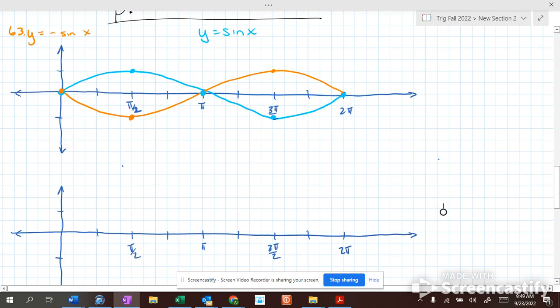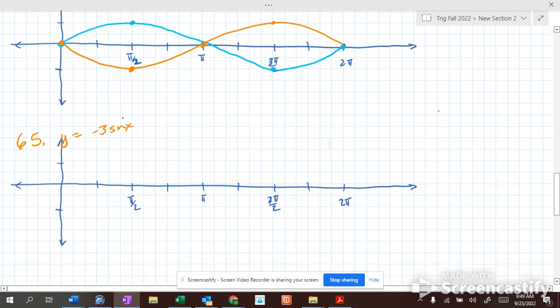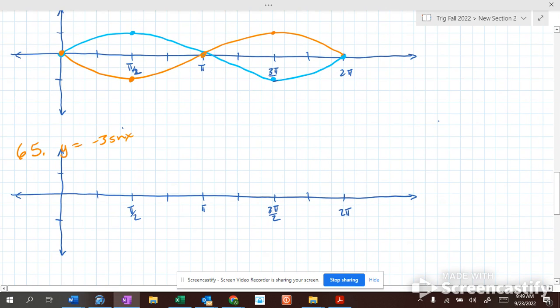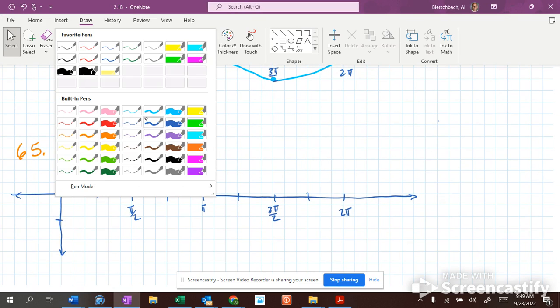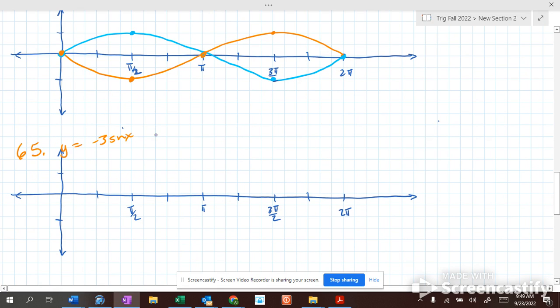Okay. Number 65. Y equals negative 3 sine of x. Okay? Negative 3 sine of x. So we're going to graph again y equals sine of x. Y equals sine of x is what I'm first going to graph. 0, 0, pi over 2, 1, pi 0, 3 pi over 2, negative 1, 2 pi 0.